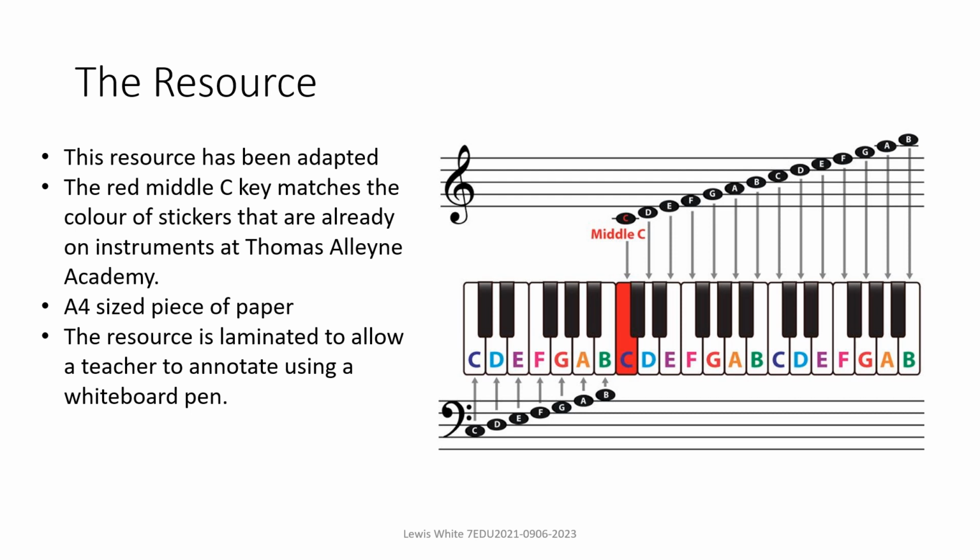For the sake of clarity, the resource is not one I have made, but I have adapted. The resource combines the bass and treble clef and notes on the stave. The red middle C matches the red C stickers that are already on instruments in the classroom. From a physical standpoint, the resource is A4 sized and I have chosen to laminate it so it sits on a keyboard music stand on its own. It also gives an opportunity for a teacher to annotate the resource with a dry marker in the future.